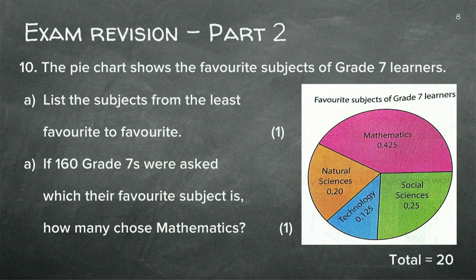This one, I hope you can remember. There is a pie chart with the favorite subjects of learners. And I really want you to complete this without referring to the past lesson. And question the second one, this is A, this is actually B. In this case, they ask us if 160 grade 7s were asked which their favorite subject is, how many chose mathematics? Okay, so again, it's a total of 20. Please enjoy, and then I'm going to see you when we discuss the answers.